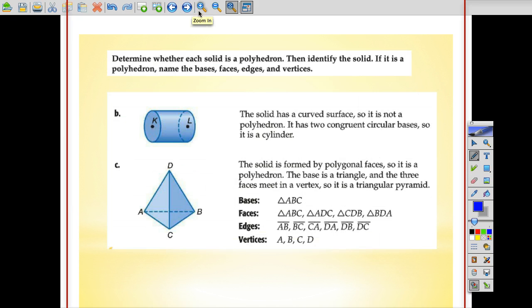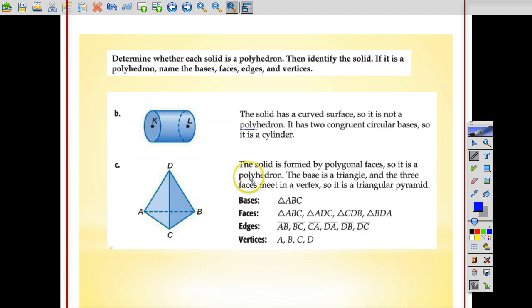Determine whether each solid is a polyhedron, then identify the solid. If it is a polyhedron, name the bases, faces, edges, and vertices. The solid B has a curved surface, so it's not a polyhedron. Remember, poly has a polygon as a base. Circles are not polygons. It has 2 congruent circular bases, so it is a cylinder.